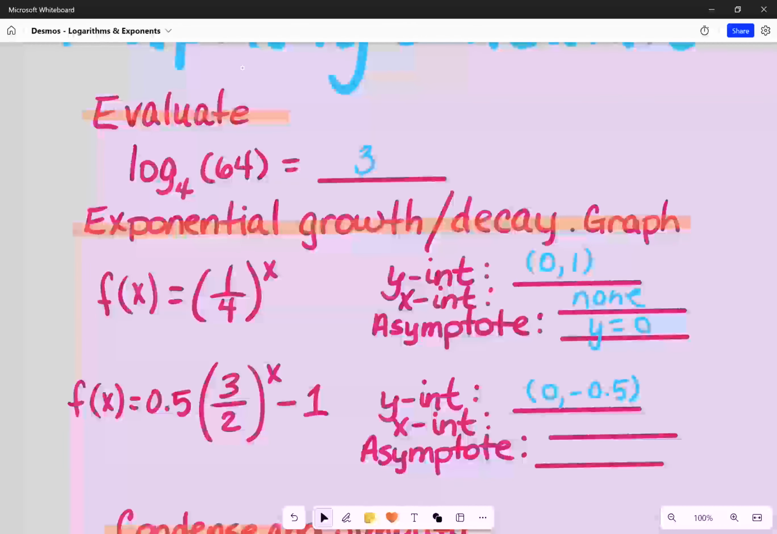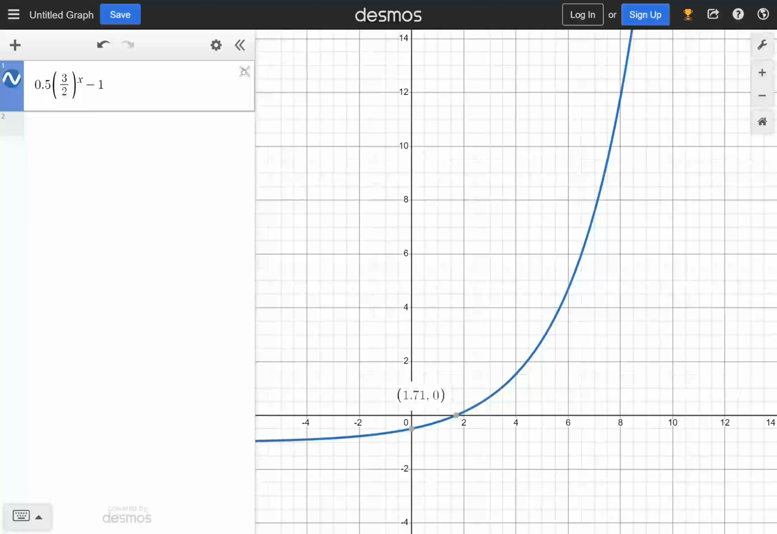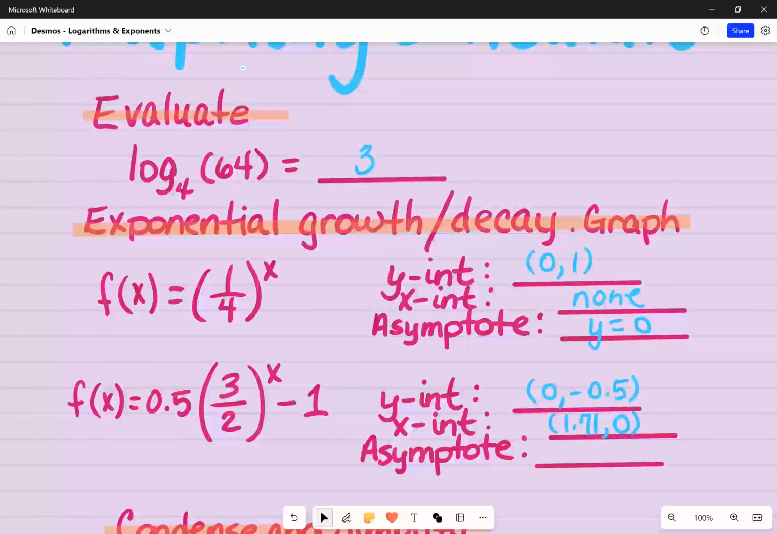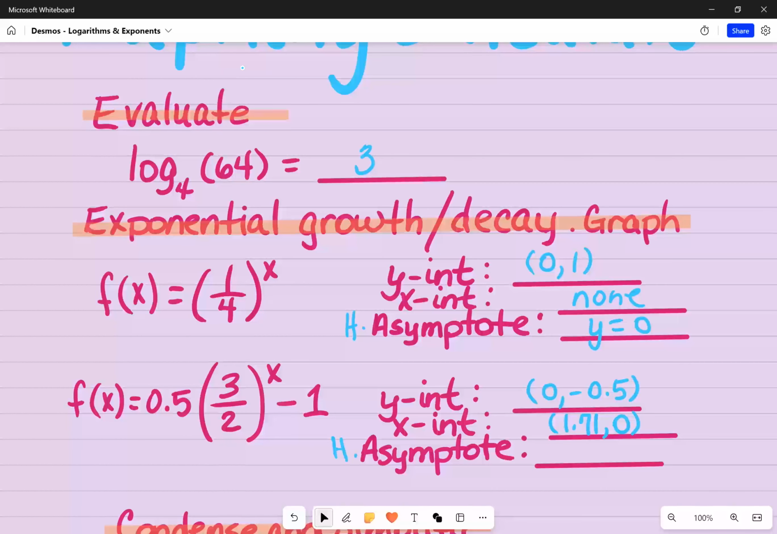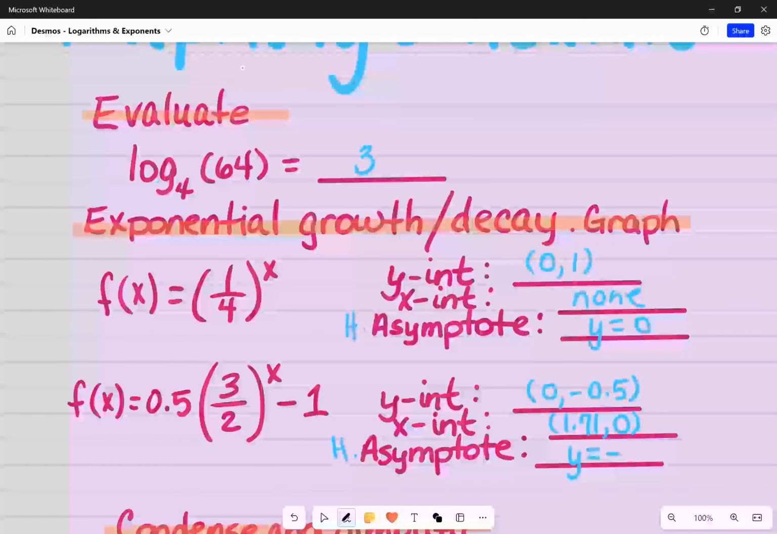And let's see if we have an x-intercept this time. Yes, we do. So if we click here, we see when y is 0, x is 1.71. Now our asymptote, again, is a horizontal asymptote for both of these. Okay, and this one, I see that if I am tracing the horizontal part, horizontal means left and right, it's going towards -1, but it never touches it. Even though it looks like it's touching it, it really isn't. My asymptote is going to be y equals -1 for this graph.